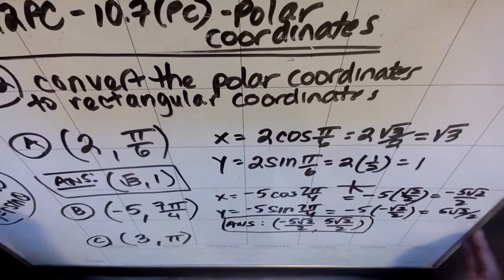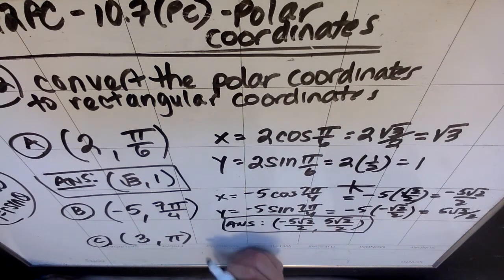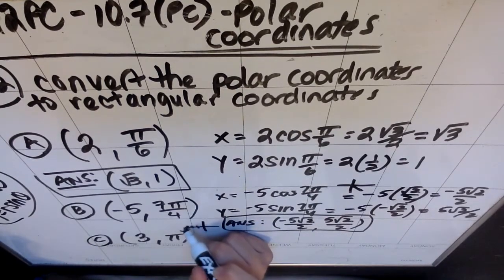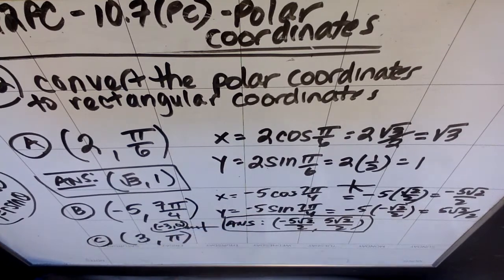All right. Last one, for C, I have 3 comma pi. Honestly, you could just intuit this one. If you wanted to just figure out that pi is definitely the negative x-axis and I'm walking 3 units, if you were able to logically figure out that this is negative 3 comma 0, that's fine.